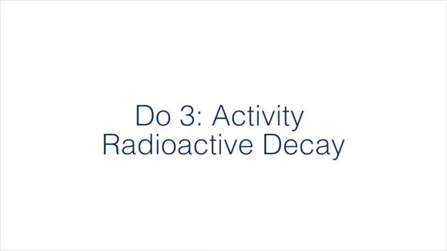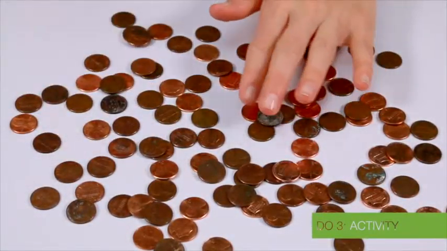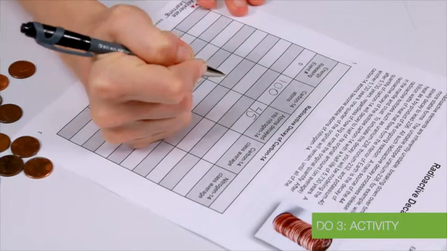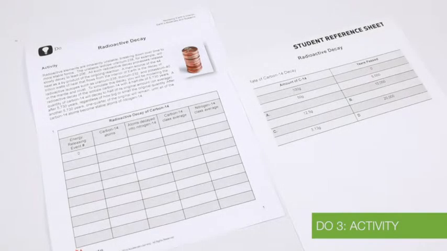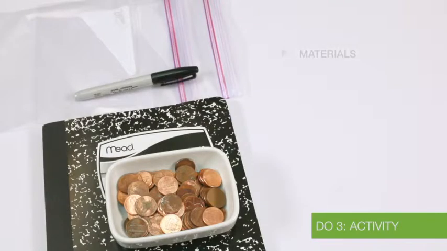Do 3 activity, radioactive decay. Students model the half-life of radioactive elements that represent a major source of Earth's heat. For this you will need the student handout, Radioactive Decay, the student reference sheet, Rate of Carbon-14 Decay, and the following materials.